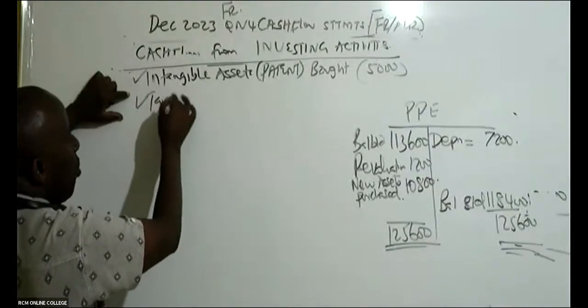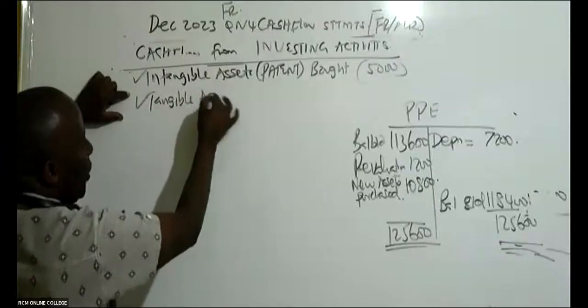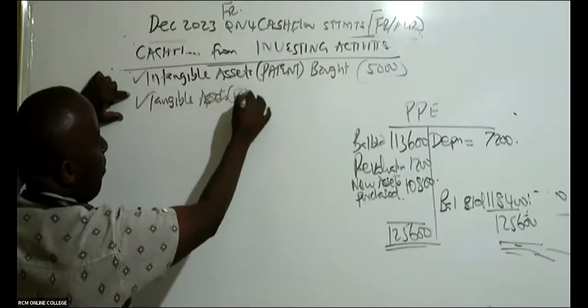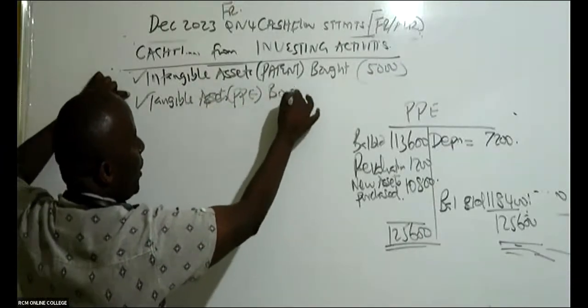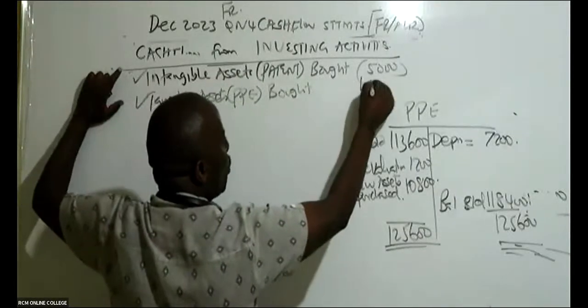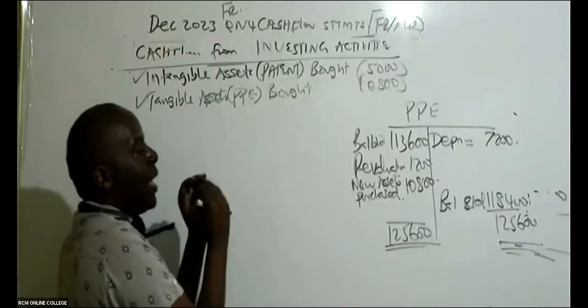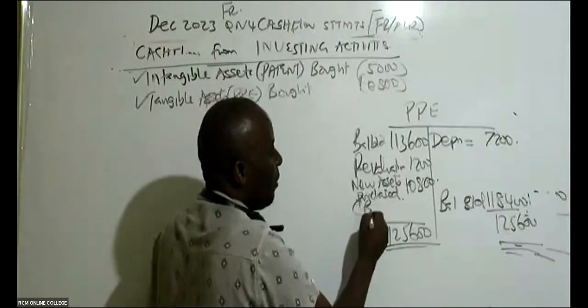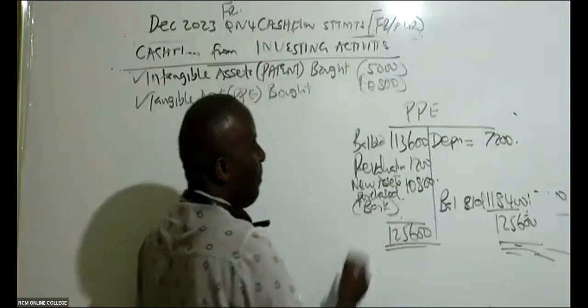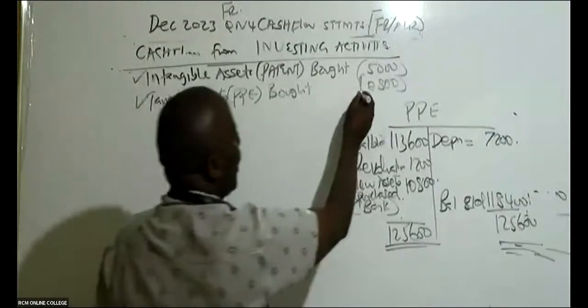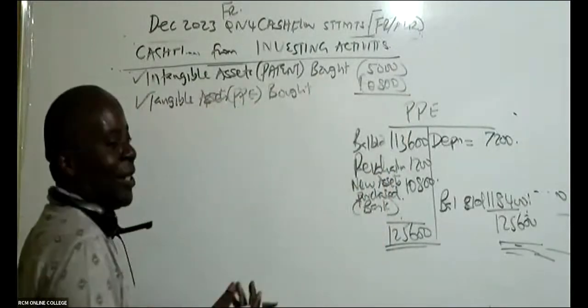So come and tell us something to do with these tangible assets, the PPEs, bought. So we bought this, so it has to be in brackets, remember, because assets came on board, money went away. So I'm crediting my bank like that. And that is it. There is nothing much really.